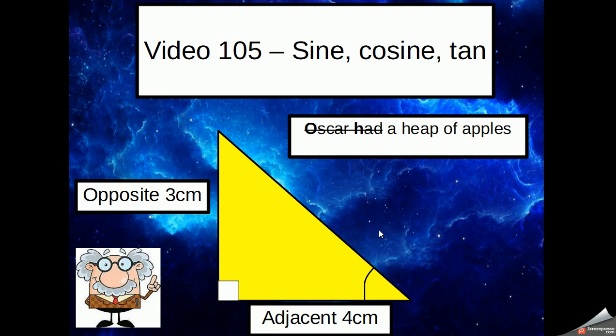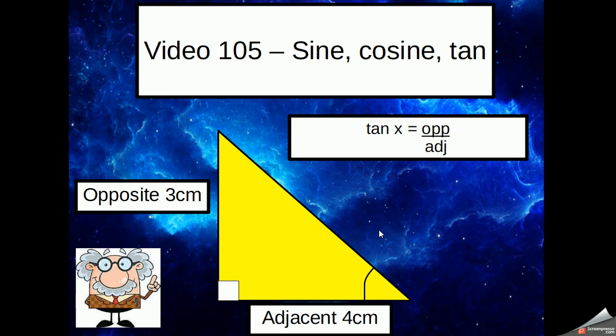So it's not the sine rule, because Oscar had opposite and hypotenuse. Moving on, we look at the next one. Well, that's the cosine rule, which is adjacent and hypotenuse, so it's not that one. We're left with the "of apples" part, opposite and adjacent, with the tan rule. That is the rule we're going to be working with.